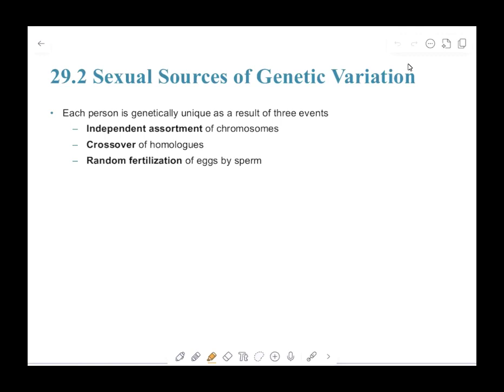So each person has three different events that result in genetic variability. The first of which is the independent assortment of the chromosomes, which we'll talk about next. Then we're going to talk about the crossover of the homologues, which occurs during prophase 1. This was discussed also in chapter 27. And then finally, there is random fertilization of the eggs by the sperm.